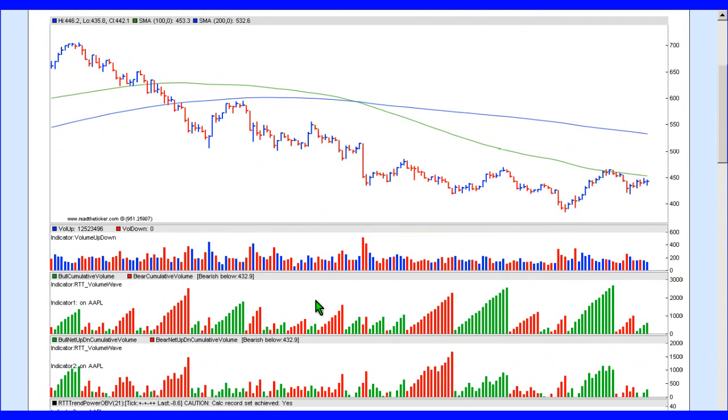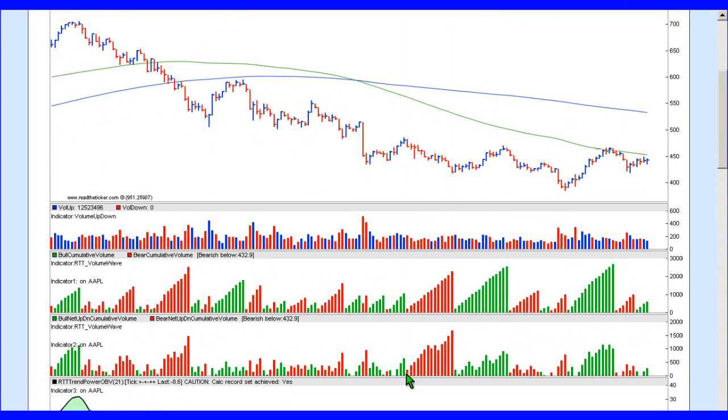The first indicator here is our bull and bear volume waves, just a summation of the volume bars. For example, between here and here we have a down wave. Between there and here we have an up wave. So that's the clear summation, or cumulative.